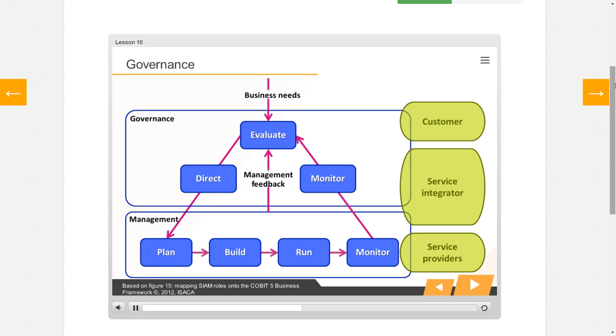We mentioned earlier in the course that it can be a significant change for the customer organization to move from a management role to a governance role. This diagram clearly shows how that change needs to happen for SIAM to be successful. If the customer is involved in management activities, they risk making the role of the service integrator redundant.